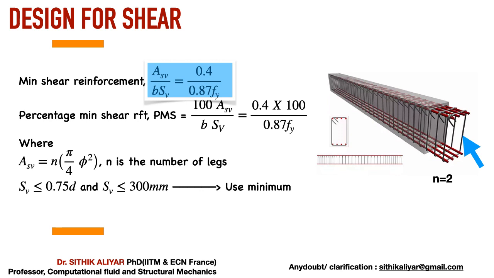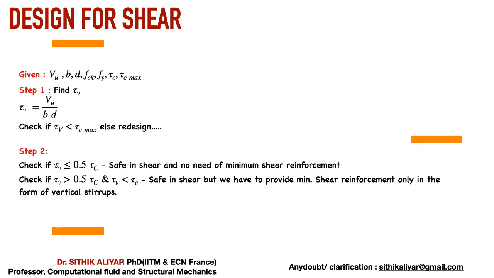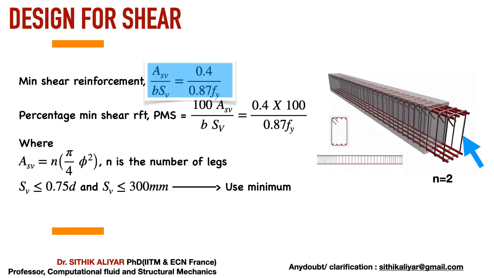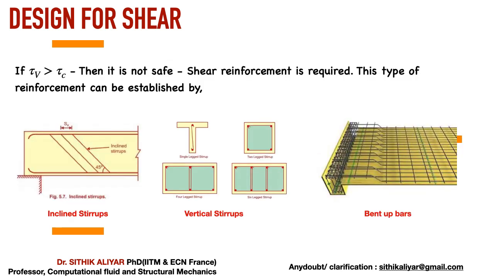So this is case 2, step 2. I hope it is clear. In step 2, case 1 was tau v lesser than or equal to 0.5 tau c. Case 2 was tau v greater than 0.5 tau c and lesser than tau c. For this, the requirement is that you have to provide the minimum shear reinforcement. Last case, it's a very important case: if tau v, the applied shear stress coming from outside, is greater than your tau c.